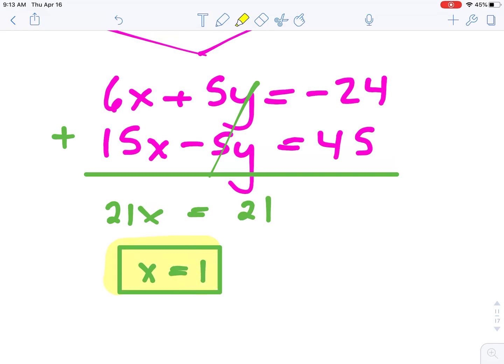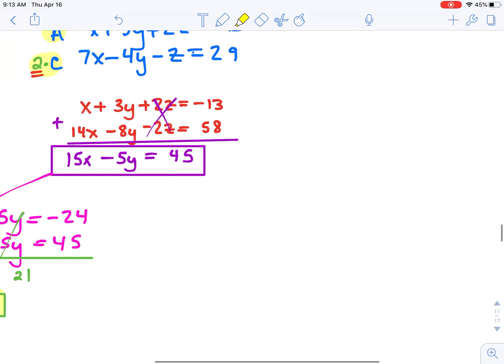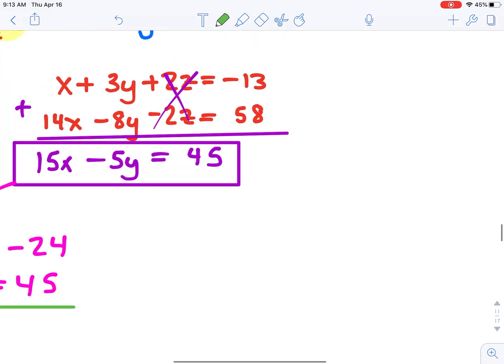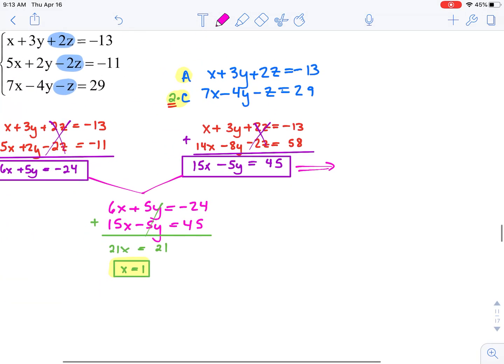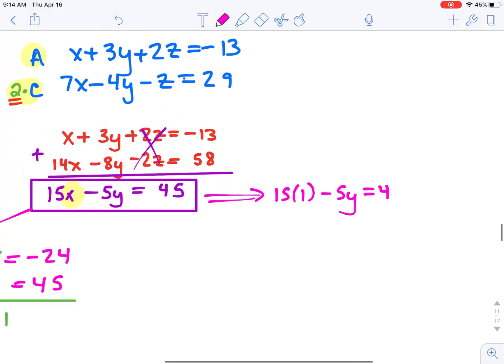Now we're going to go right back up to one of the equations that we boxed. It doesn't matter which one you use. You choose. I'm going to use the one over here, mainly just because I have more room. And we are going to plug in the x equals 1 that we just got. So we have 15. We're going to replace this x with 1. And this will allow us to solve for our y.